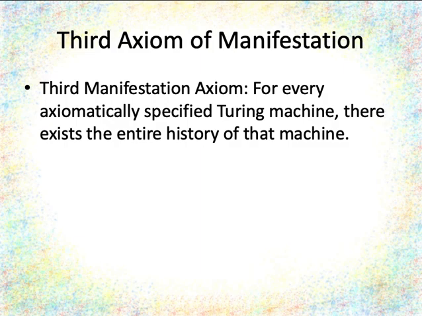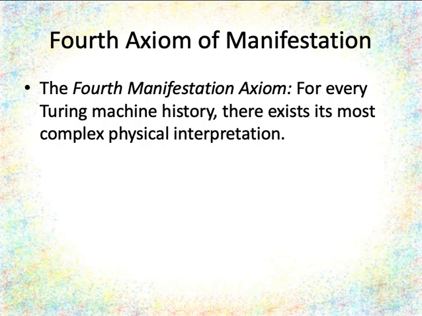That's a kind of proto-physical universe. And the fourth axiom says for every Turing machine history, there exists its most complex physical interpretation. And that complex physical interpretation supervenes on the Turing machine history. All of these things are going to be set theoretic structures. These axioms simply describe how to map one set theoretic structure, which is a binary string, a sequence of digits, onto another set theoretic structure, which is an entire physical universe, right?